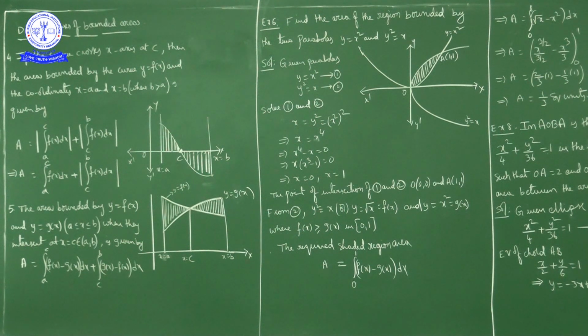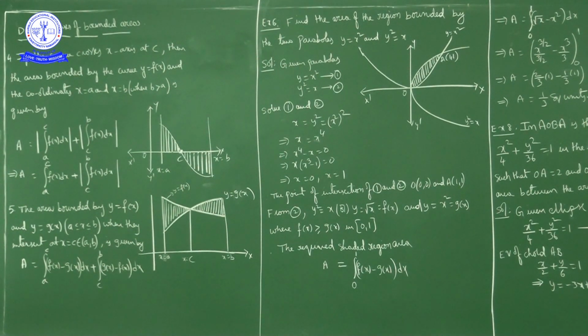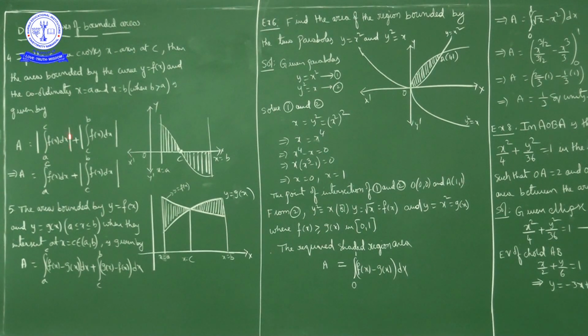Okay, 2 more cases we will discuss here. This fourth point, if a curve has some part below the x-axis and some part above the x-axis. For example, this is the curve y is equal to f of x, and a to c is above the x-axis and c to b is below the x-axis. In such a case, how will we calculate the area bounded by the curve y is equal to f of x between the limits x is equal to a and x is equal to b? Area is equal to modulus of integral a to c f of x dx plus modulus of integral c to b f of x dx.